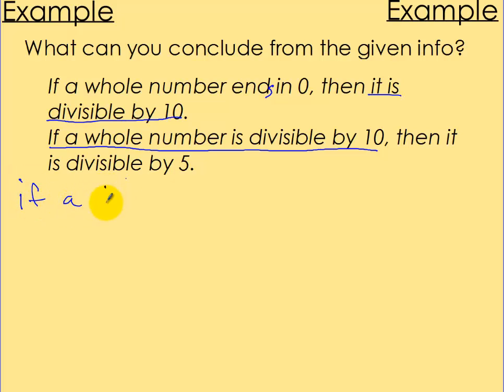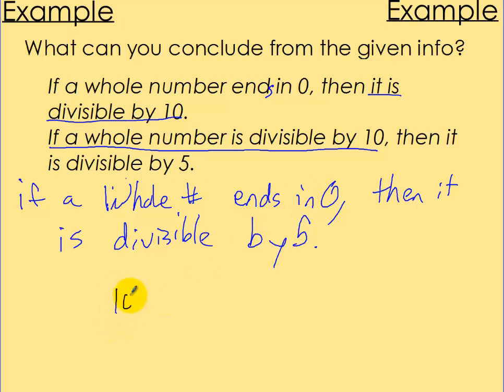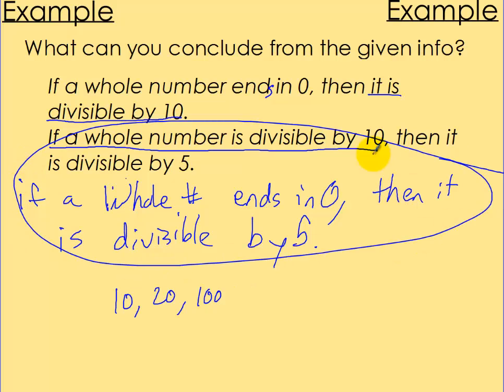If a whole number ends in 0, then it is divisible by 5. And that makes sense, right? If you think about that, if a whole number ends in 0, like 10, 20, 100, these are all divisible by 5. That's something that makes sense. So this is all we can conclude. That's it.